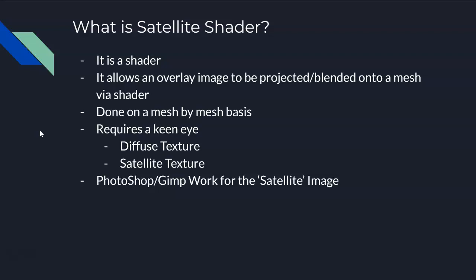It can be done on a mesh by mesh basis. So you could have your green use satellite shader, and you could have your fairway use satellite shader, but they could use two different overlays. Or you could have your rough not use satellite shader at all. You could have your bunkers do it, and you could have one bunker do it and another bunker not. So there's lots of flexibility. It's done on a mesh by mesh basis because you assign your shaders on a mesh by mesh basis as well. You have that flexibility.